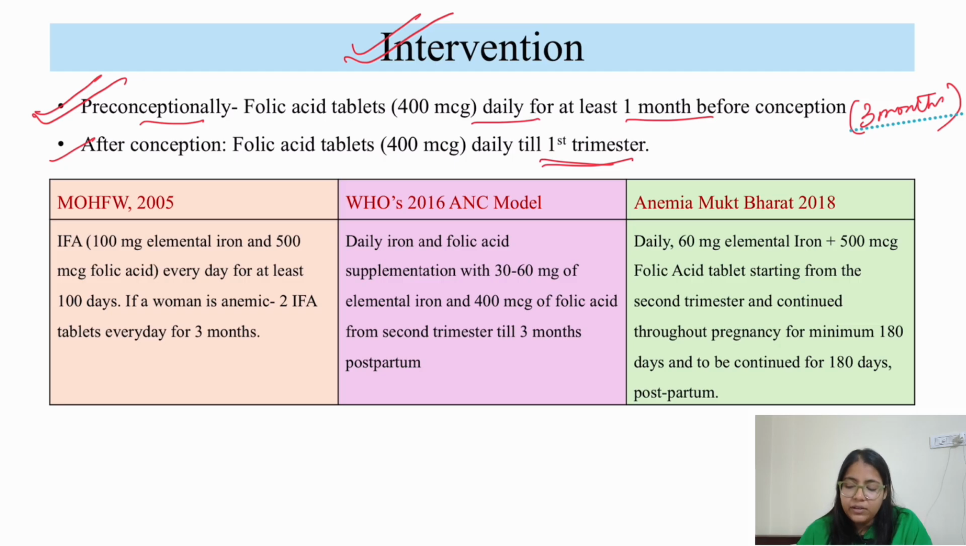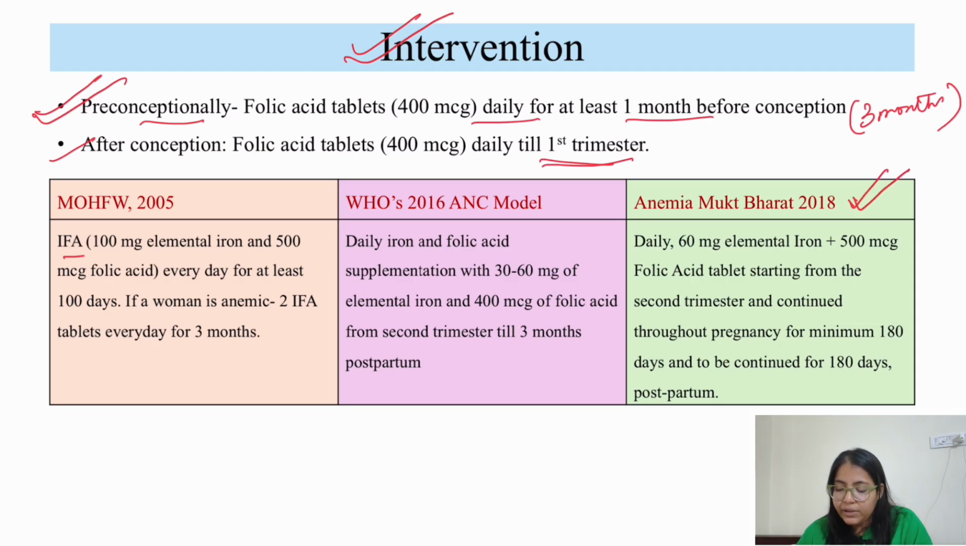Okay, then when the second trimester starts, we tell the patient to take iron and calcium supplements. So iron folic acid tablet, which is available in government settings free of cost in most places. So we tell the patient to take 1 iron folic acid tablet daily from second trimester till delivery and up till 6 months postpartum. So different guidelines say different things.